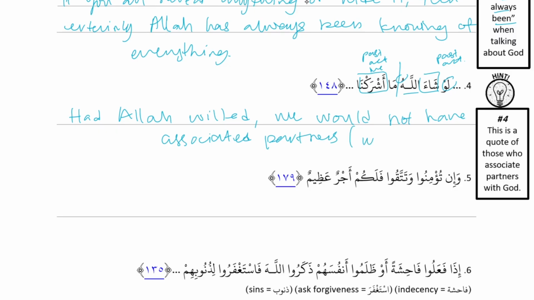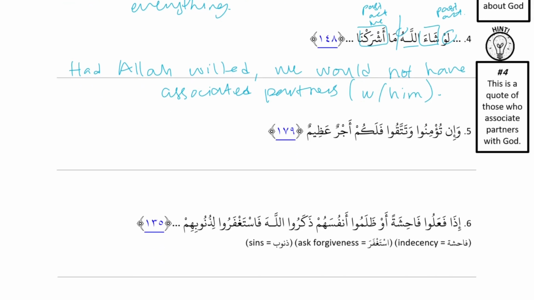Okay. Number 5. وَإِن تُؤْمِنُوا وَتَتَّقُوا فَلَكُمْ أَجْرٌ عَظِيمٌ. Alright, conditional sentence. تؤمنوا is our action. It's present, it is active, and it is bald. Sure, it's active, UI. UI is only passive for past tense. Right. وَتَتَّقُوا, this is a connector, connecting the two actions. So they're the same type of action.